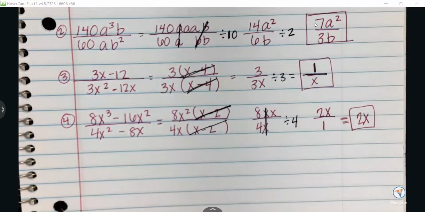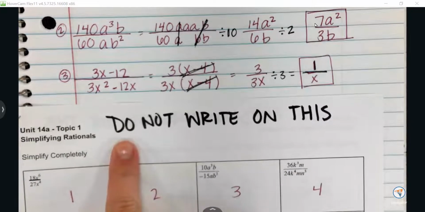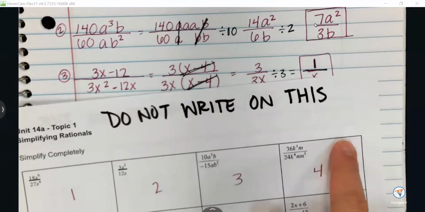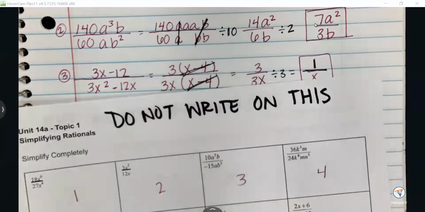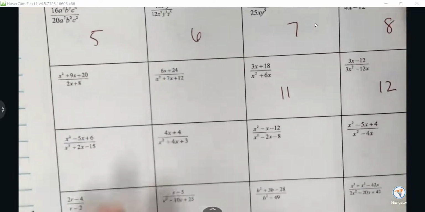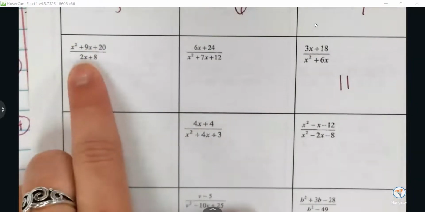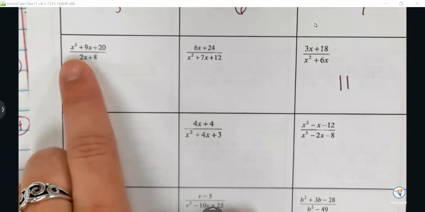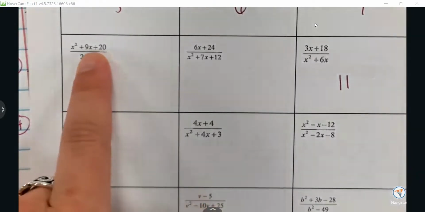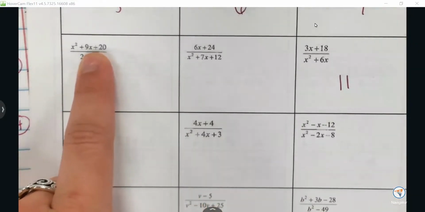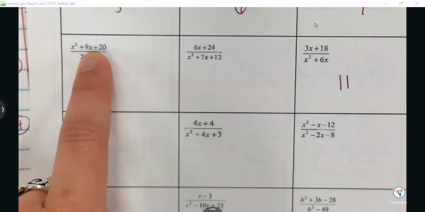Okay, I am going to give you a packet. Look at the top of this packet. What does it say? Do not write on this. So where are you writing? In your notebook. Now, I have not taught you how to do all of these. See this x squared plus 9x plus 20? How do I factor that? By using what? An eye chart. We didn't do that today. That's what we're going to do on Friday. If you truly know how to do eye charts, then go ahead and try them.